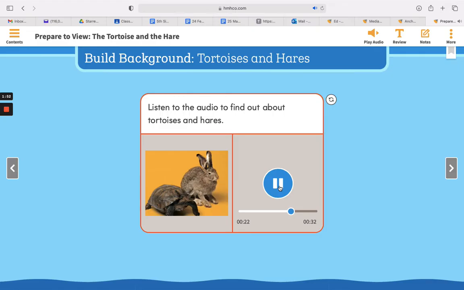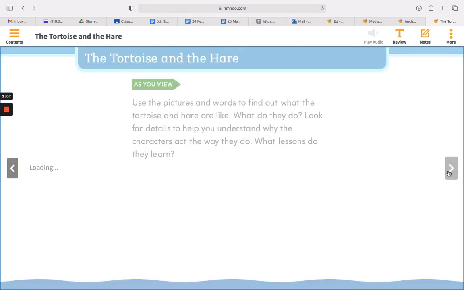A hare is a mammal that is like a rabbit, but is usually bigger and has longer ears. Hares move much faster than tortoises. Some hares can run over 40 miles per hour. Wow. Okay, so let's go to our story.